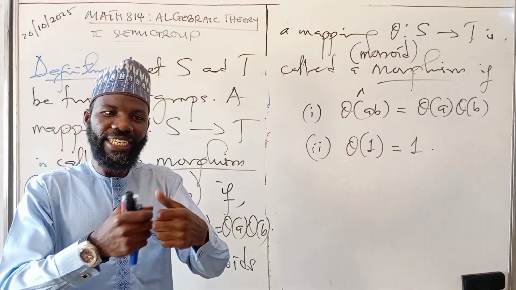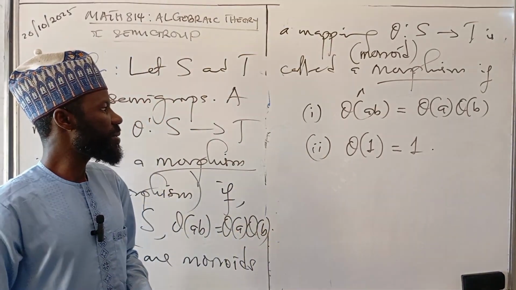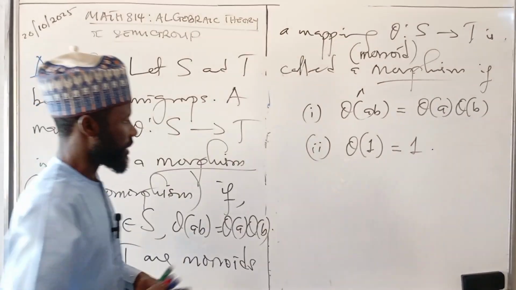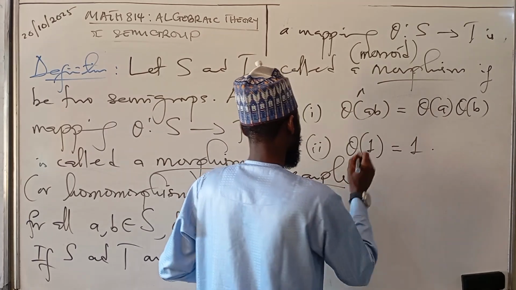The inverse, the identity to be preserved. I hope it's okay. But you can have semigroup. In fact, let me give you an example of this, so that you can see it.